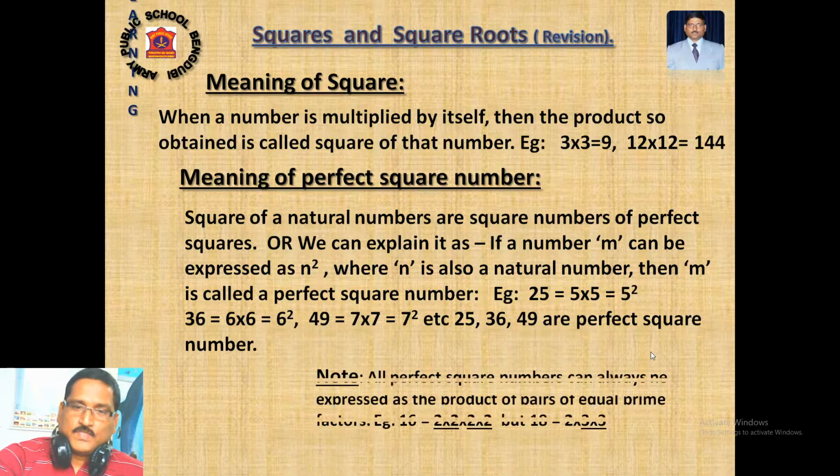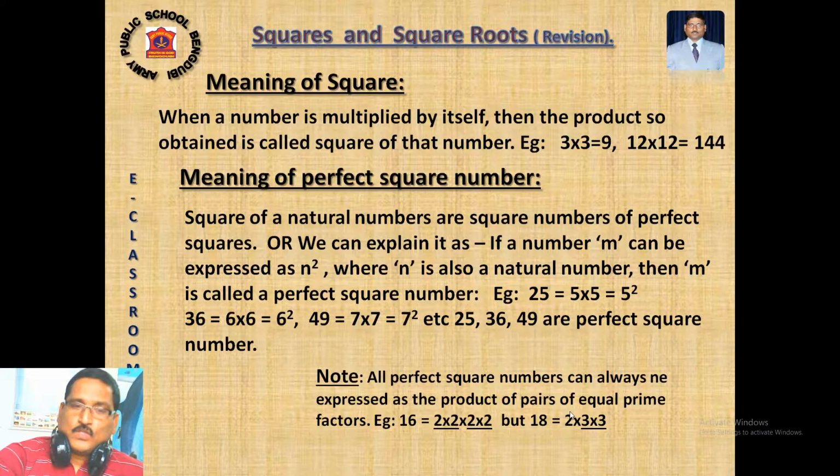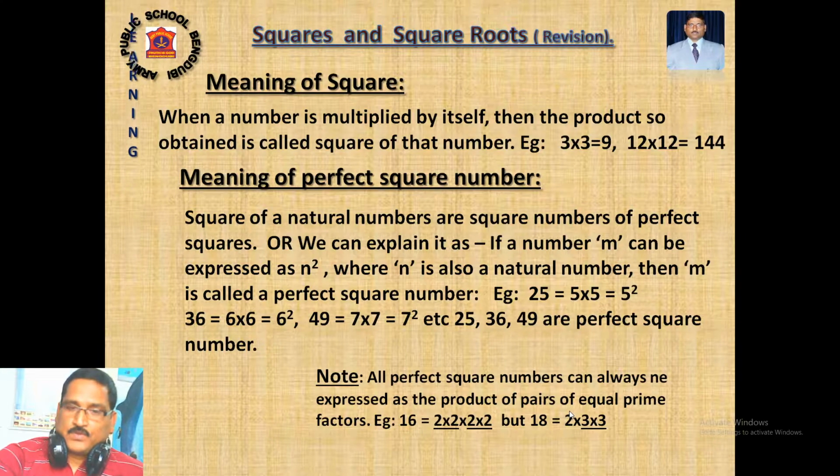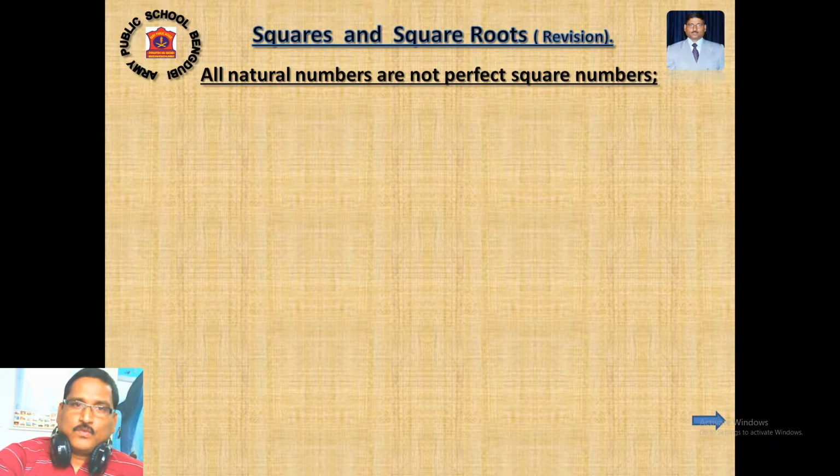Sometimes what happens, you see, important area, 18. If I factorize 18, then I will get 2 into 3 into 3, but there is no pair of 2. So a perfect square number will always have equal pairs of prime factors. If it does not, then it is not a perfect square number. Mind it.